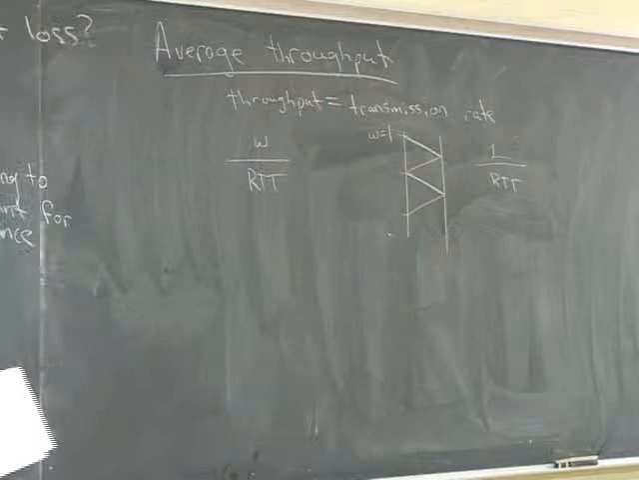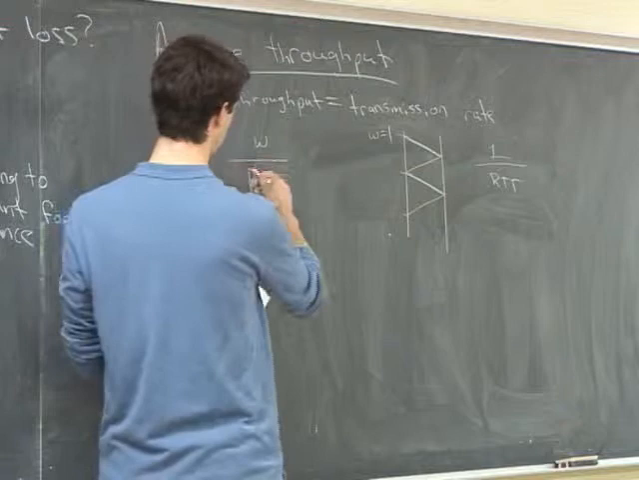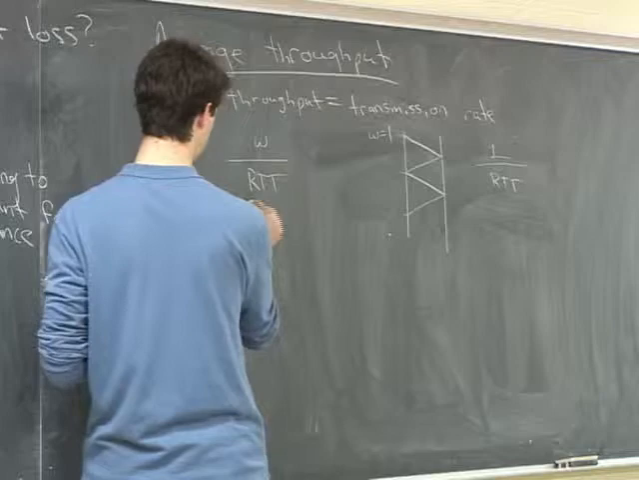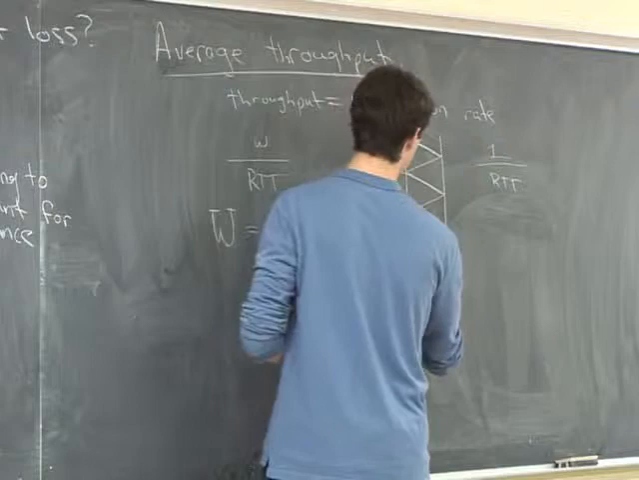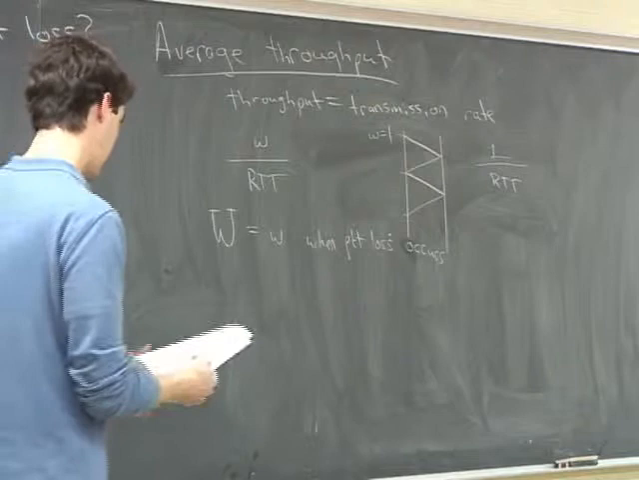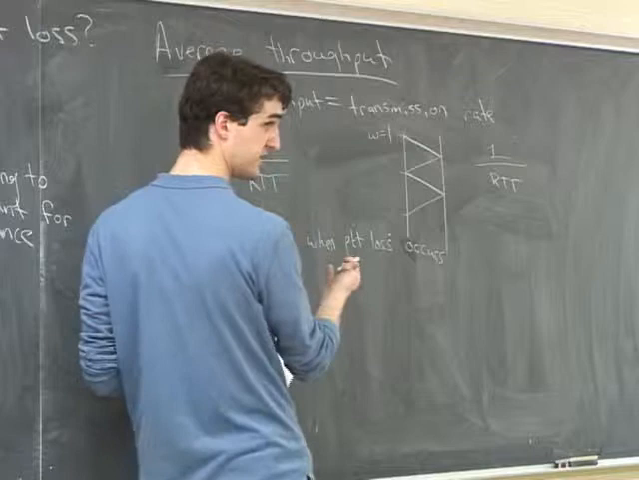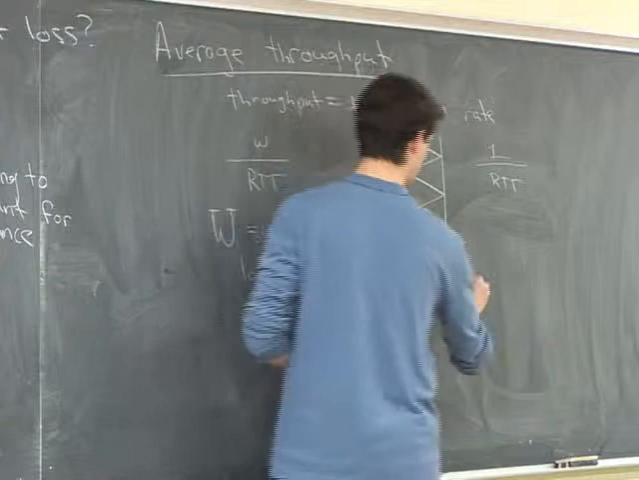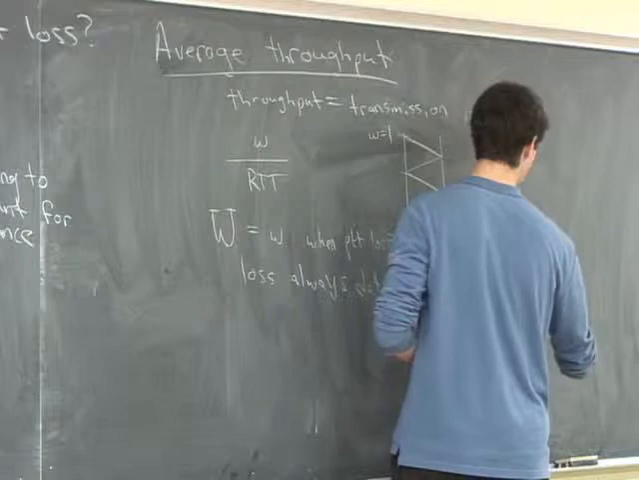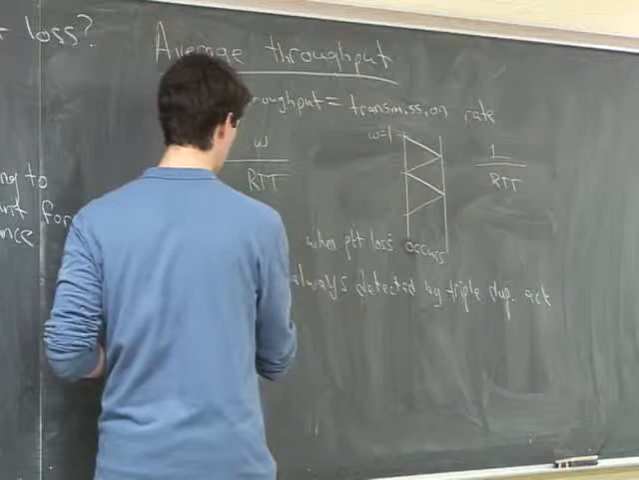All right? So if we assume that on average a loss occurs, I'm going to use capital W to indicate the window size when a loss occurs. And I'm going to make one more assumption, and that is that the loss is always detected by a triple duplicate ACK, right? This assumption just means that we will never go into the slow start phase. We're just always going to assume that we're in congestion avoidance.